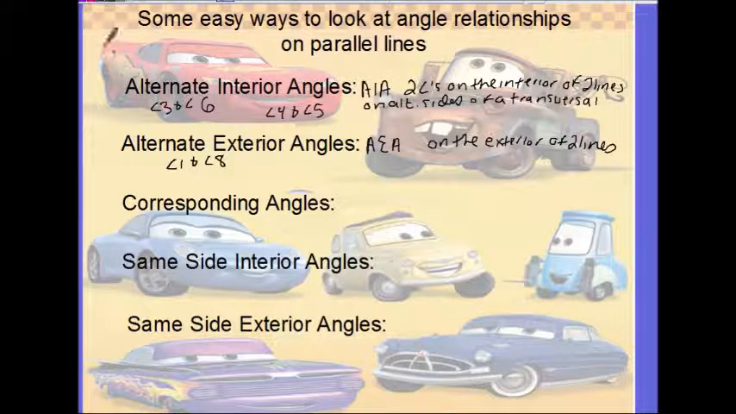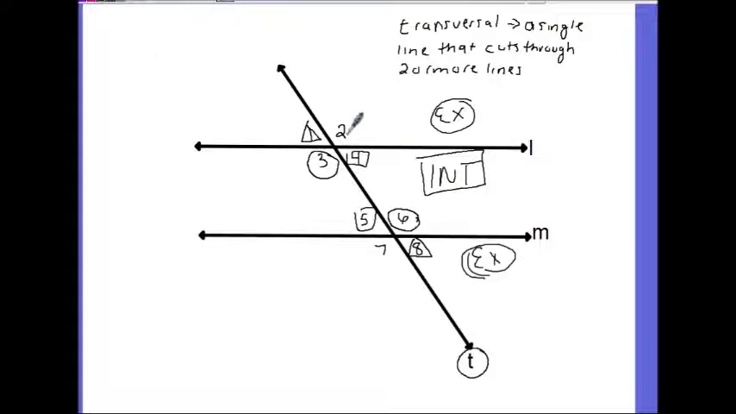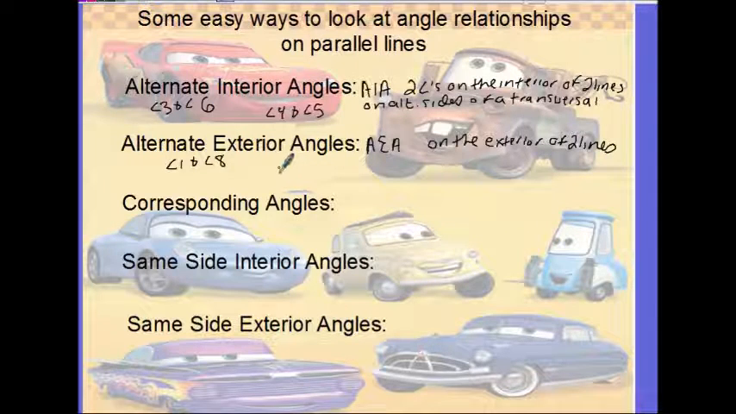Our second set, we would have angle 2, which is on the right exterior of the top, and angle 7, the left exterior of the bottom. 2 and 7 is going to be our second set of pairs. So we have angle 1 and angle 8, angle 2 and angle 7.